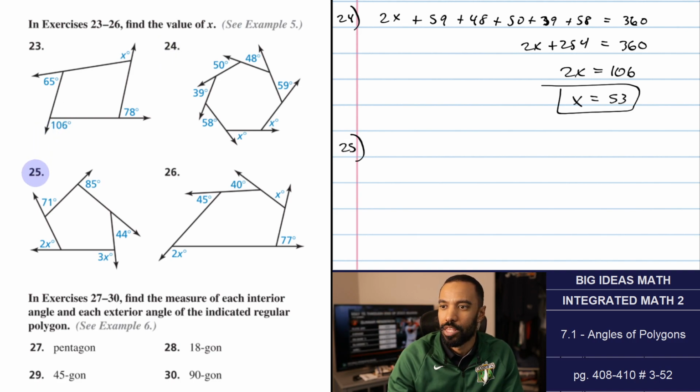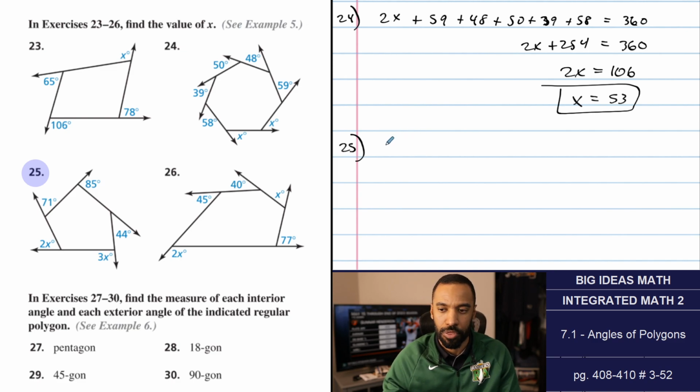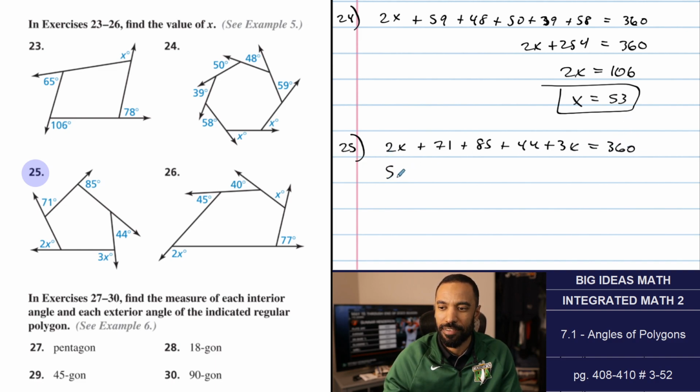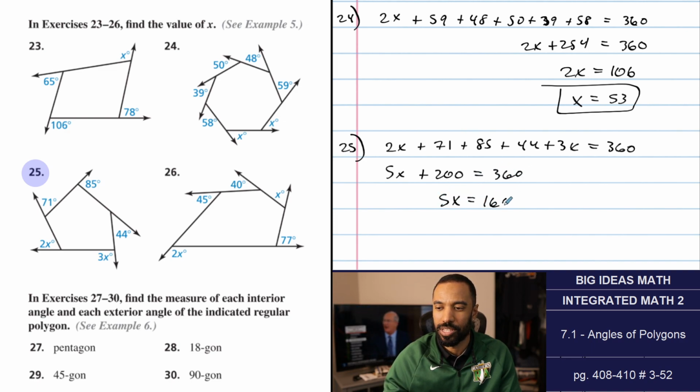Okay. This one literally has a 2x. It also has a 3x. I'll go ahead and just put them together. 2x, I mean, separately. Literally separately, opposite sides of the equation here. Still equals 360, no change. 2x plus 3x is 5x. And then I got 156, 200, 200. Subtract 200, and you get 160. Divide by 5, you get 32.